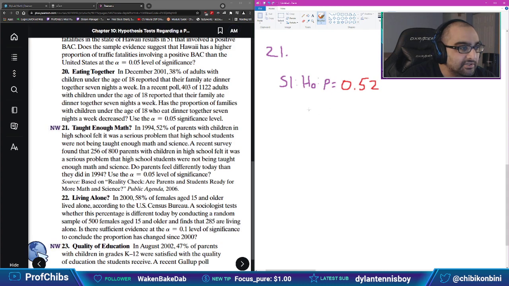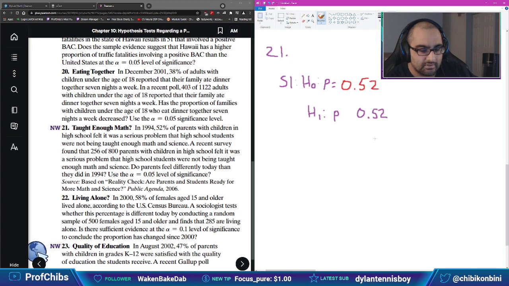Alright, what about the alternate hypothesis here? What is the alternate hypothesis here? Again, we're going to use the same letter and same number. What's the alternate hypothesis? We have less than, bigger than, or not equal to. Okay, Strolling says not equal to. Rita also says not equal.